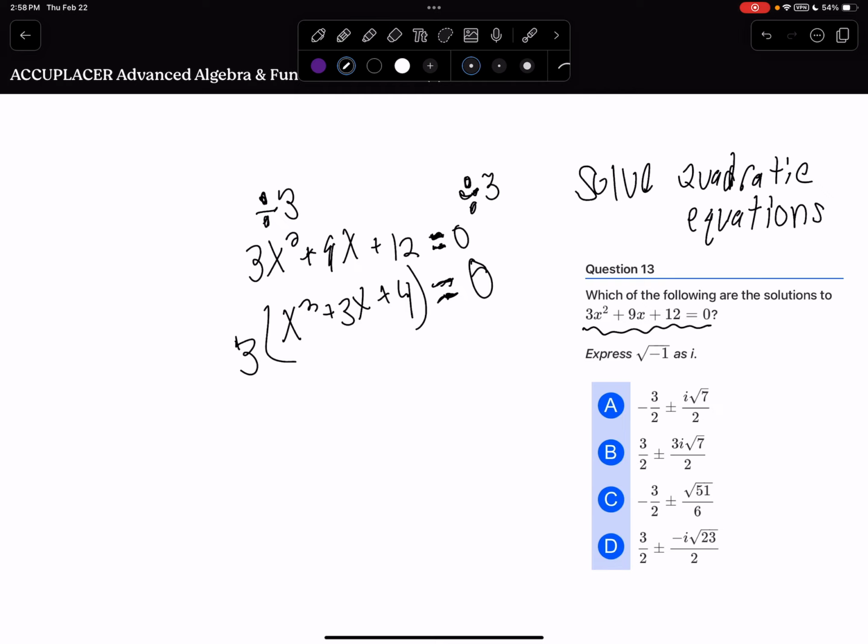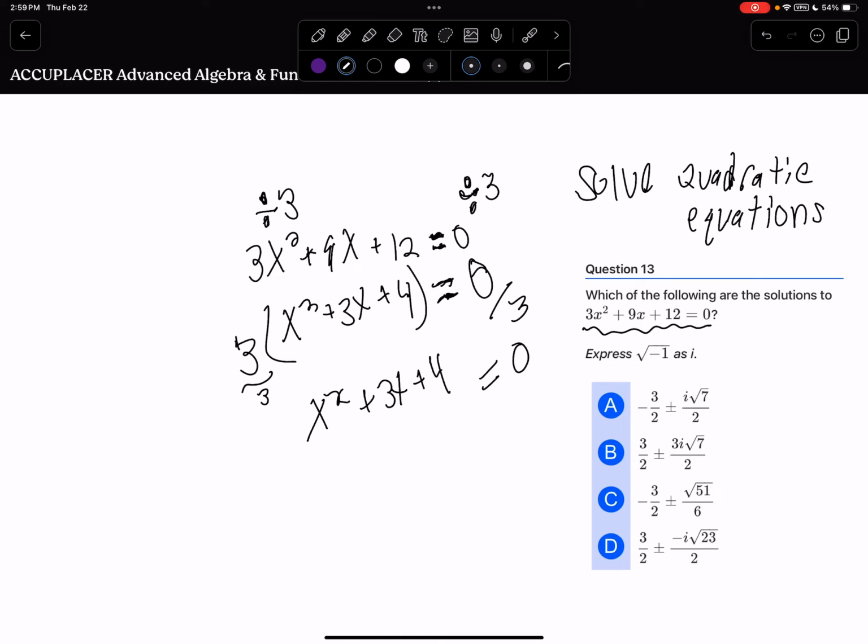Now again, I can divide both sides by 3. Why is that convenient? Both sides of the equation by 3. 0 divided by 3 is 0. That's super convenient because 3 divided by 3 is just 1, which makes the 3 go away. That's just a 1. So that's an x squared plus 3x plus 4. Okay? Now when I look at that, it looks a little bit easier.